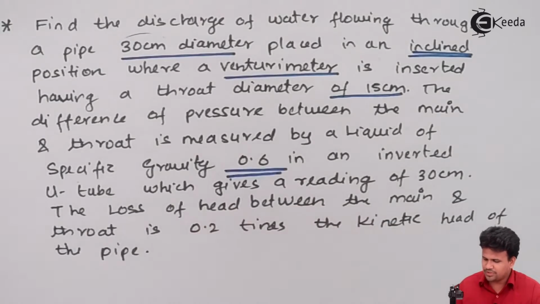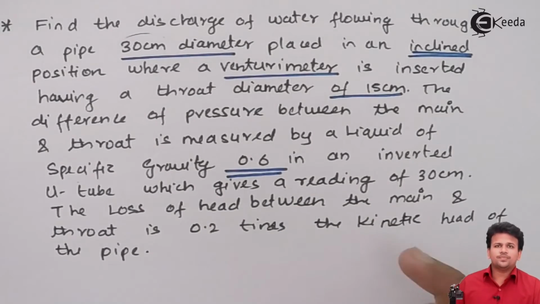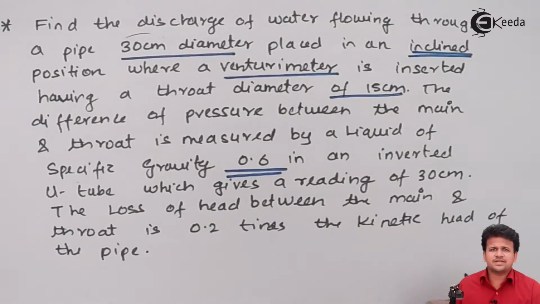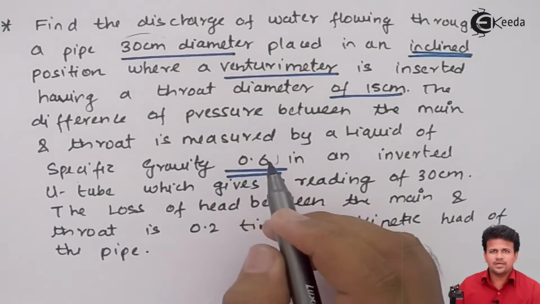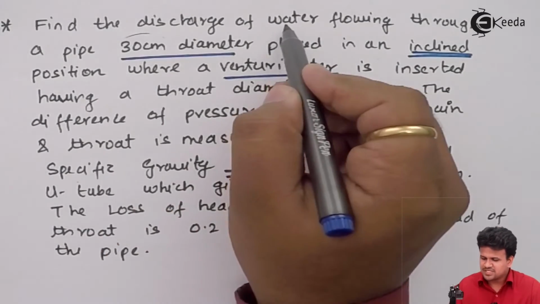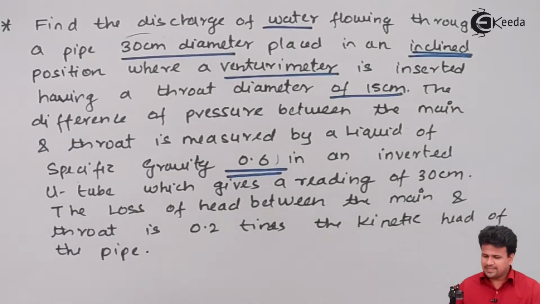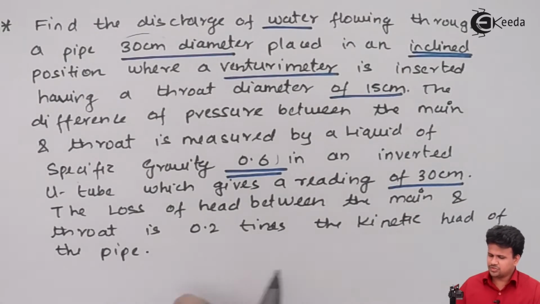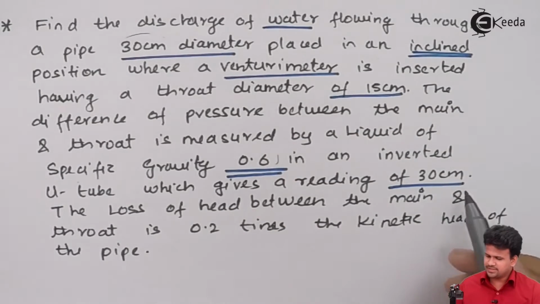The difference in the pressure between the main and the throat is measured in a liquid having specific gravity 0.6. Now, in a U-tube manometer, the specific gravity of the fluid which we use, that is mercury, is 13.6. This is the first problem where the specific gravity of the liquid is less than the specific gravity of water. So that time we need to modify our formula of H to calculate the difference in the two levels of the fluid. The inverted U-tube gives the reading of 30 centimeters. So the reading in the U-tube manometer is 30 centimeters.